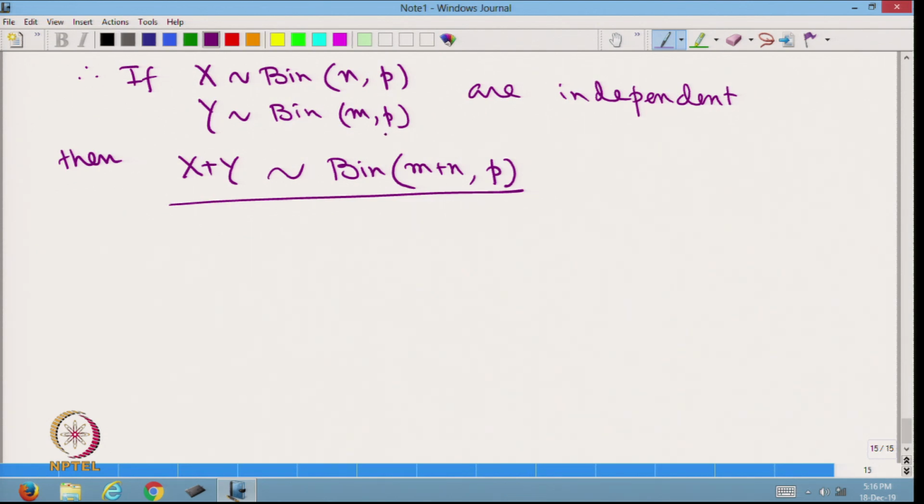However, you have to remember that the p has to be the same, the probability of success has to be the same. In that case, the sum of two binomial random variables, if they are independent, is going to be a binomial with the first parameter being the sum of their individual values.